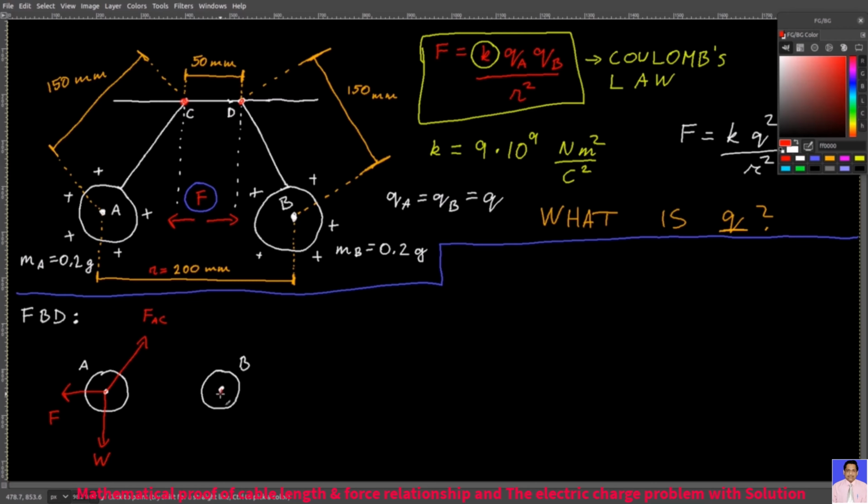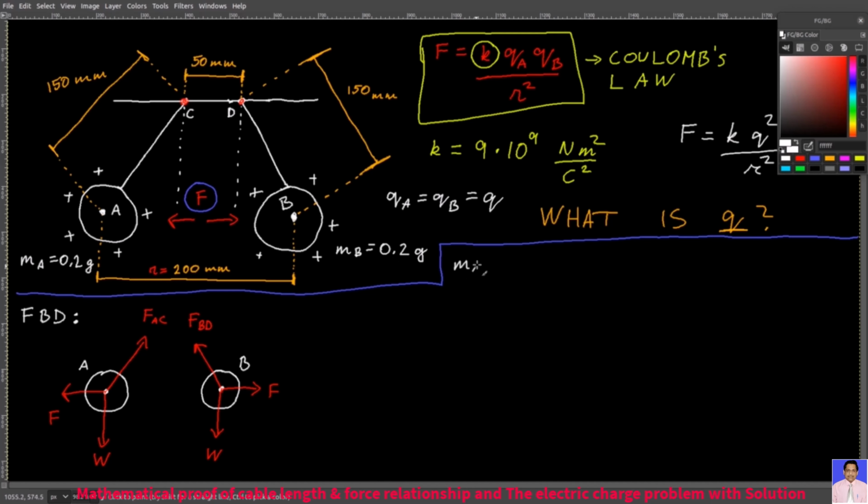Just to make it complete, I can also draw a free body diagram for the other sphere, sphere B. It has the same mass, so it has the same force of gravity. Then sphere A applies an electric force to sphere B in this direction, and then you have a force FBD here.